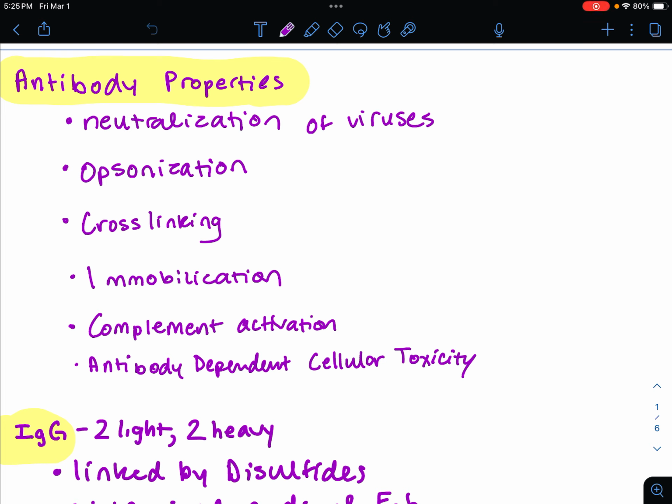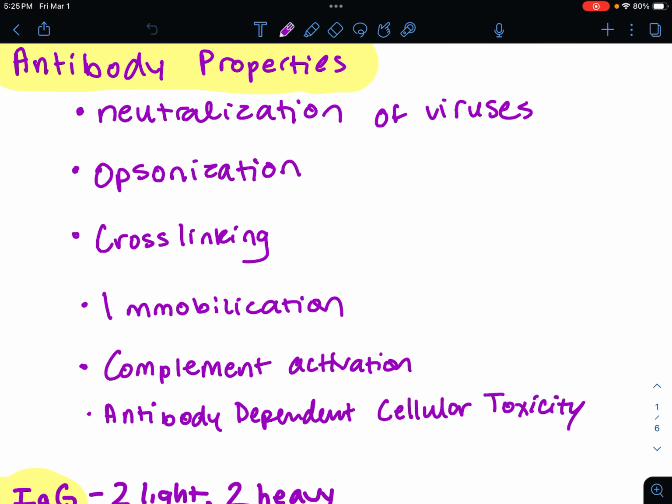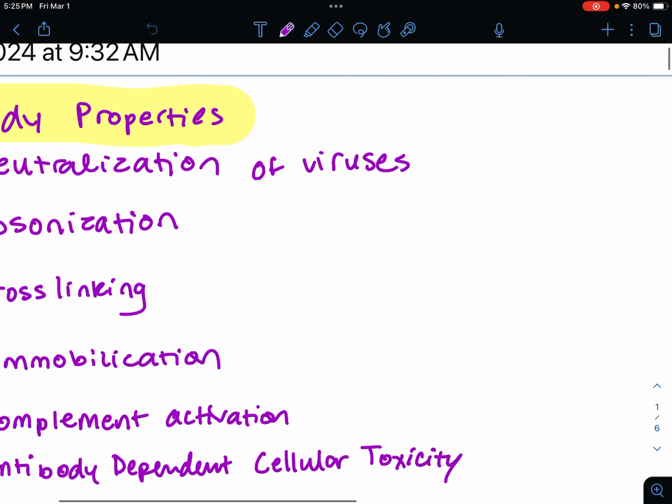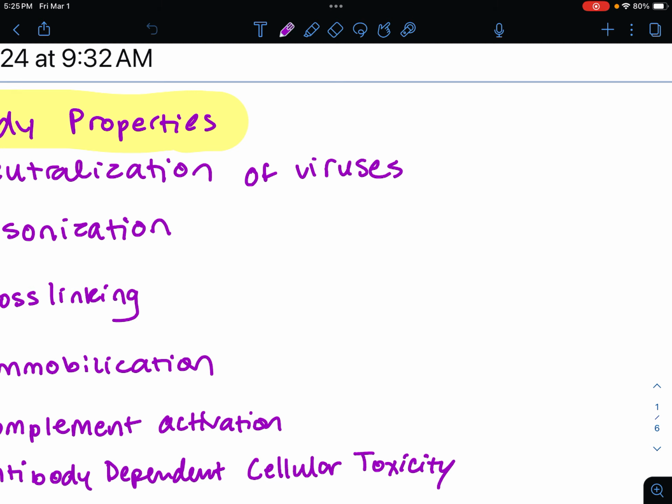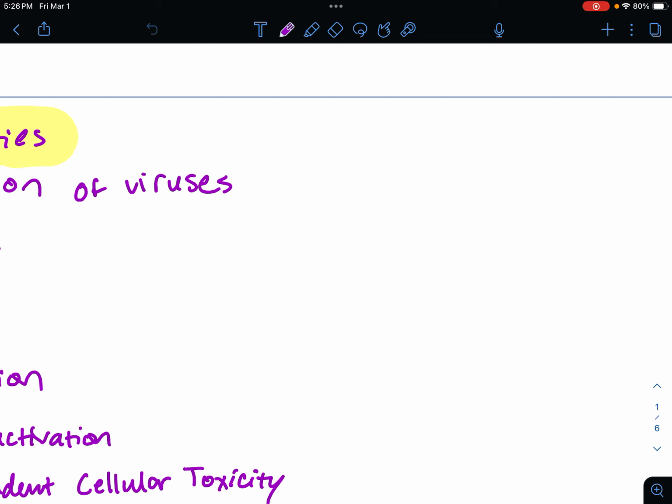Okay, so we start with antibody properties and the functions. So antibodies could neutralize toxins or viruses. This is where you're going to have the virus and the antibodies are just going to surround it like that. The virus can't bind to anything because of the antibodies. Same thing with the toxin.